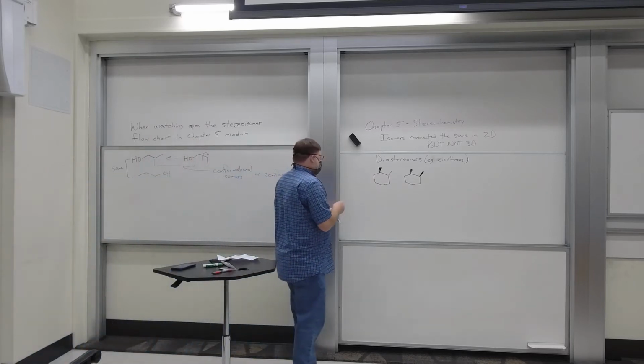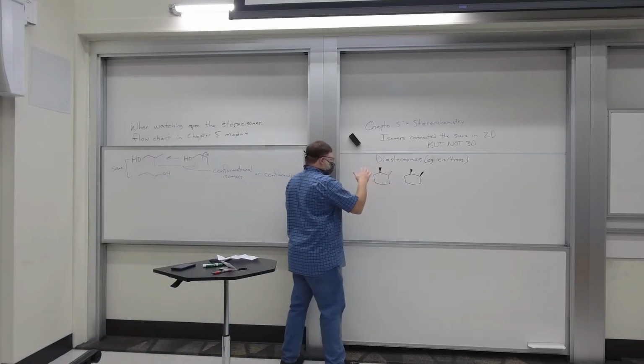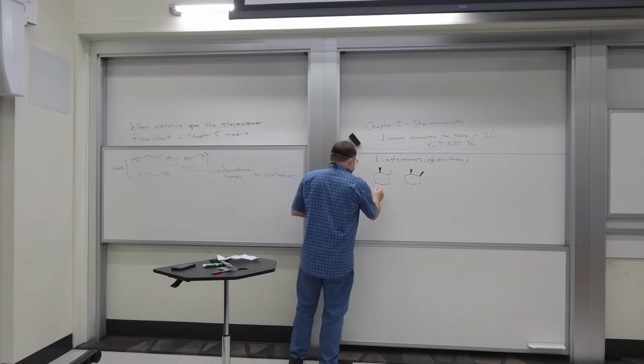And we give these terms. So if the 2 groups are on different sides, we call this cis.